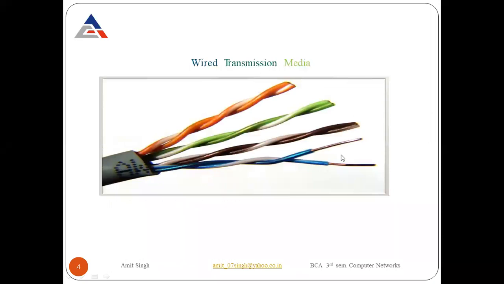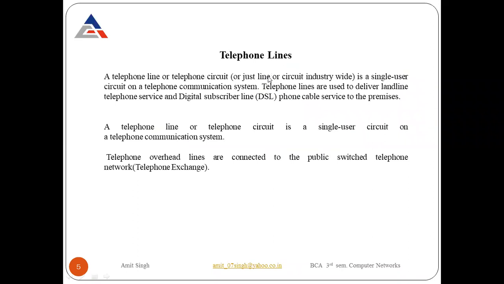Now, this is one example of wired transmission media. As the name implies, wired, we can use a number of wires whenever we are using wired transmission. This is an example of wire. Now we have the different types of wired transmission media. Let's start with the first topic, that is called telephone lines.